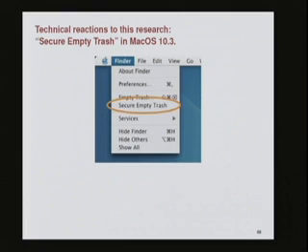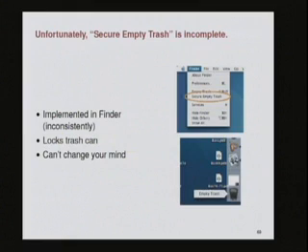Another reaction was the Secure Empty Trash feature in macOS 10.3. And I interviewed the people in Apple's security group, and they actually added the Secure Empty Trash because of the paper that was published in 2003. And that's really nice. It's nice when you can have an impact on a company with research that you do. Unfortunately, they didn't do a very good job implementing Secure Empty Trash. It's implemented inconsistently. They implemented on the Finder menu, but not on the control menu for the trash can. It's really not even clear what Secure Empty Trash means unless you're sort of up on this stuff.